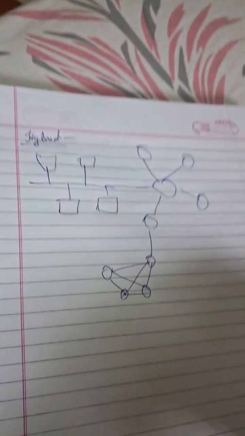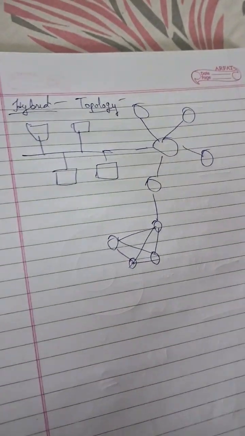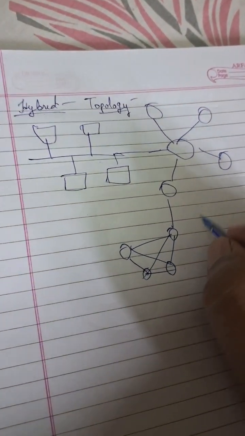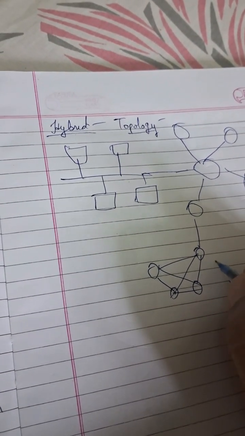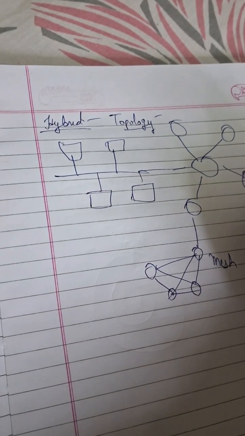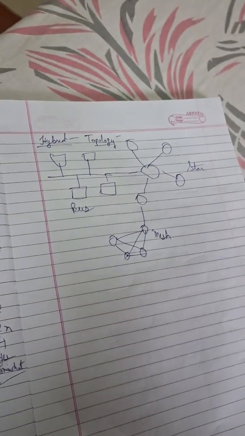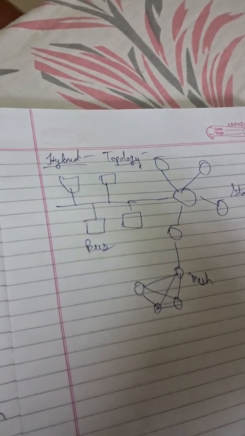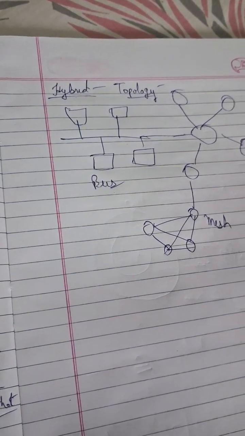So in a hybrid topology network, different topologies can combine together, and a new hybrid topology may exist. So it's a composite topology. It has different topologies inside of it. It can have a mesh topology, a star topology, and a bus topology. This kind of topology also exists practically, and this is known as a hybrid topology. I hope you understood the different topologies in this video.